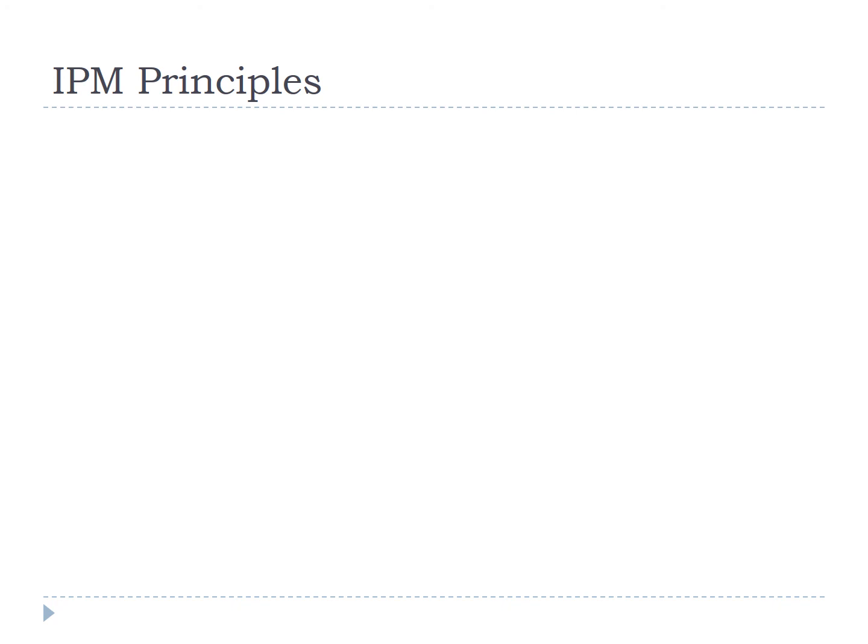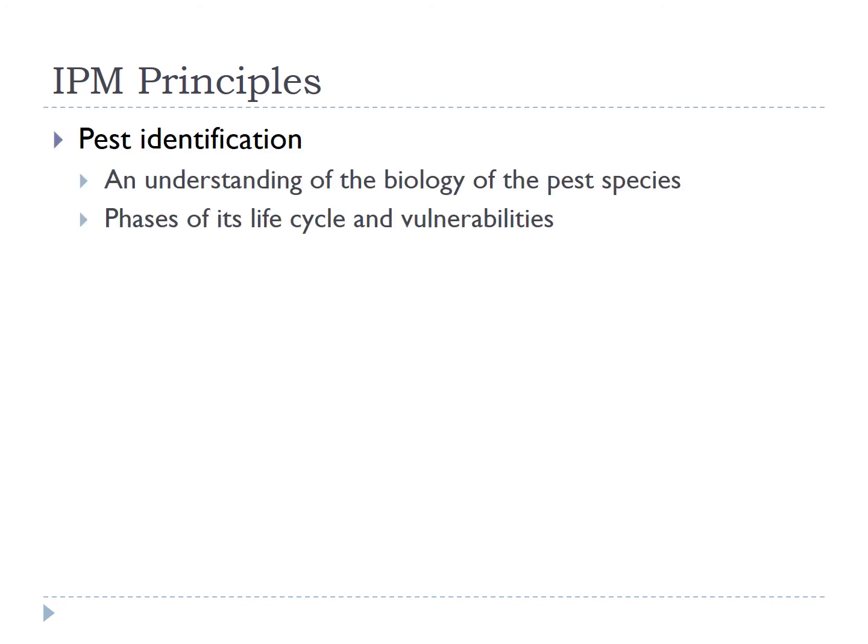For us to be good practitioners of integrated pest management and plant health care, we have to be familiar with the IPM principles. The first one is pest identification. We have to have a good understanding of the biology of the pest species. We have to know not only the phases of its life cycle, the timing, if it's an insect, how long is it in the egg stage? How long is it a larva? When does it go into pupa? When does it emerge as an adult? Which of those life stages is it vulnerable to management in?